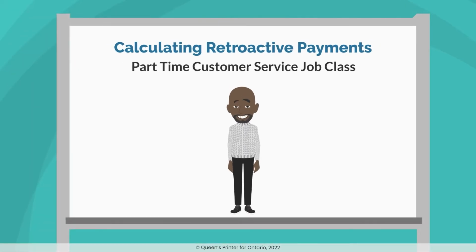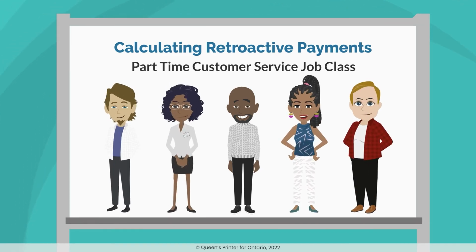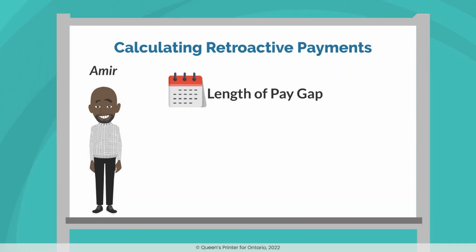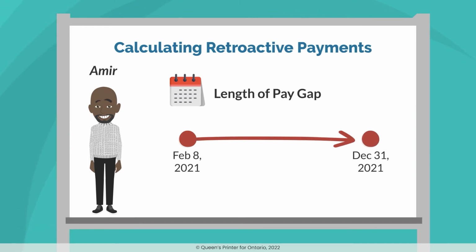Let me walk you through the part-time customer service job class as an example of how we calculate adjustments that are retroactively owed to a specific date. Keep in mind that there are 5 employees working different hours in that job class, so we have to make different calculations for each employee. The first step is to calculate how long the pay gap has existed. We hired our 10th employee on February 8th, 2021, and the part-time customer service job class has been around for at least that long. If the increased pay rate came into effect January 1st of 2022, that means the pay gap existed between February 8th and December 31st of 2021, which is 47 weeks.